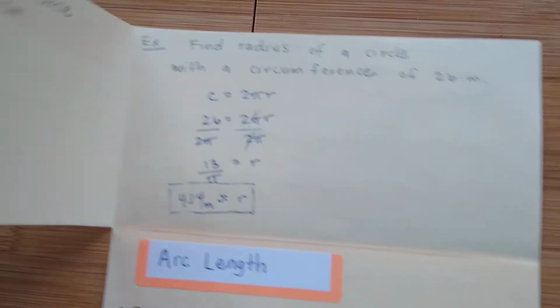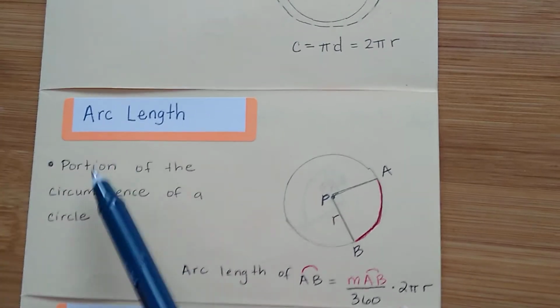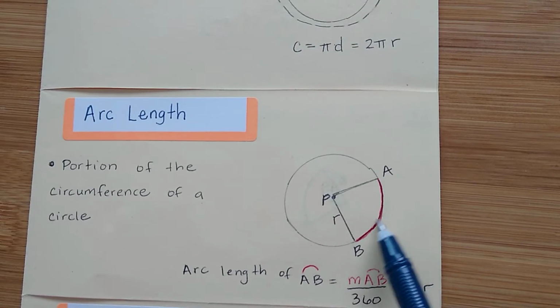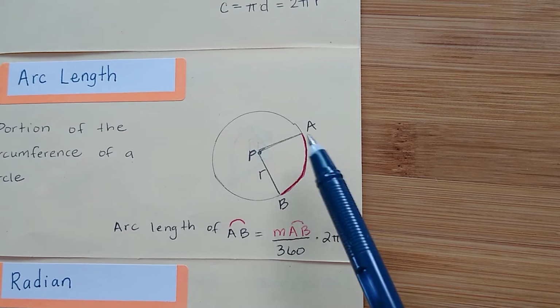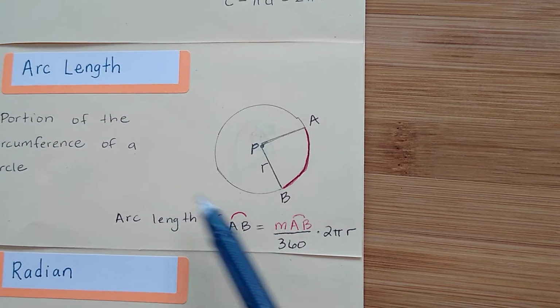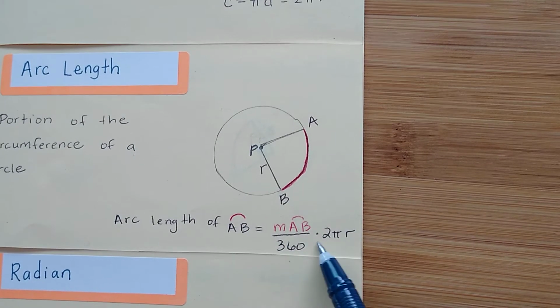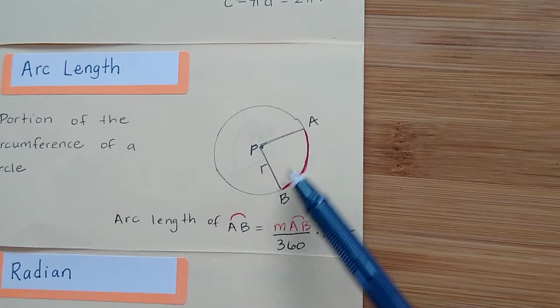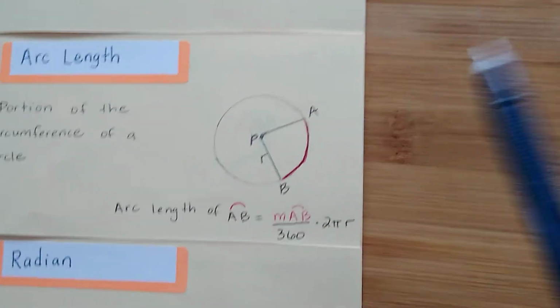Alright, so now we're going to go ahead and move on to the next portion. This was the arc length. Again, the arc length is the portion of the circumference of a circle. So we are using the measurement of the arc, but that's only a portion of how to find the arc length of the entire circle. We'd have to go ahead and multiply by 2 pi r over 360 because it's a portion of the whole circle. Okay. So now let's go ahead and open this one up.